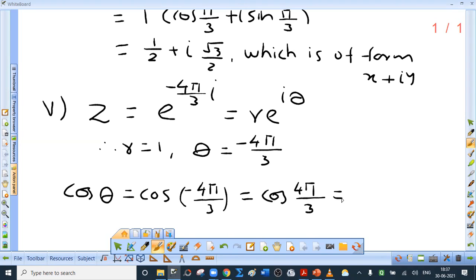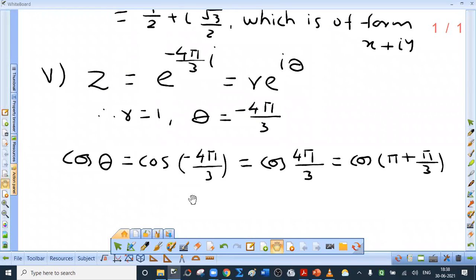Now, can I write angle 4 pi by 3 as pi plus pi by 3? Just check. Yes, LCM is 3. 3 pi plus pi, 4 pi. Now, what is the advantage of this? We will be discussing this, that cos of pi plus theta is minus cos theta. So it is minus cos pi by 3. And I'm sure you know that cos pi by 3 is half. So this comes out to be minus half.